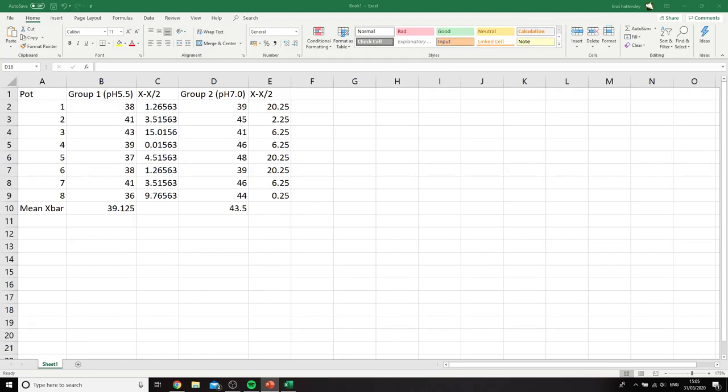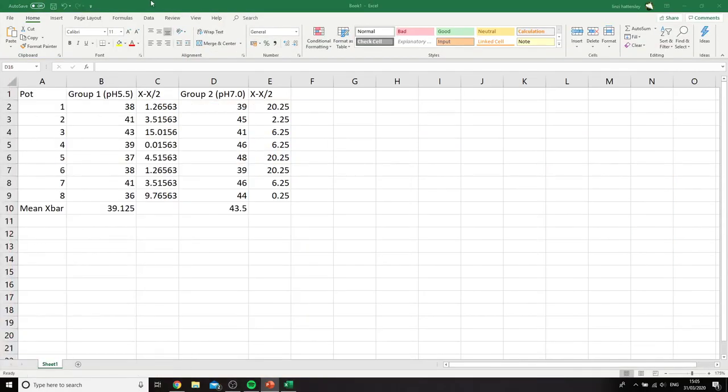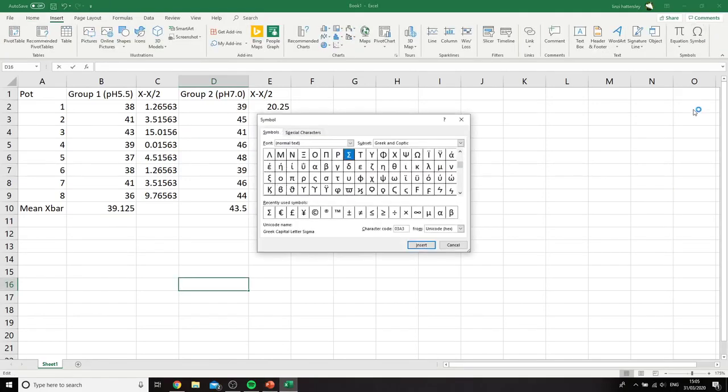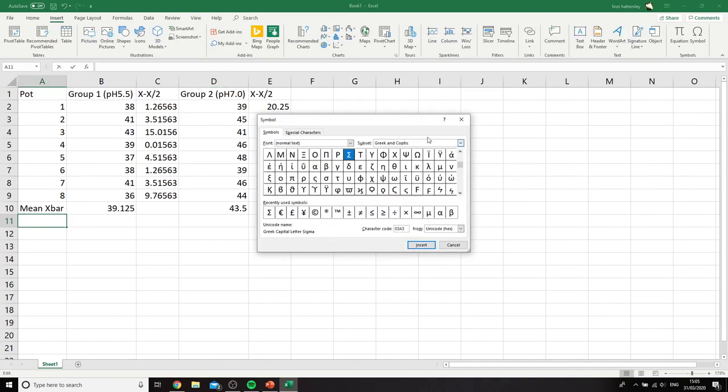Now, to calculate standard deviation, we need to do this. What does that mean? That is the Greek symbol sigma. The Greek letter sigma means the sum of. So you add them all together. Okay? So I'm going to input that there.